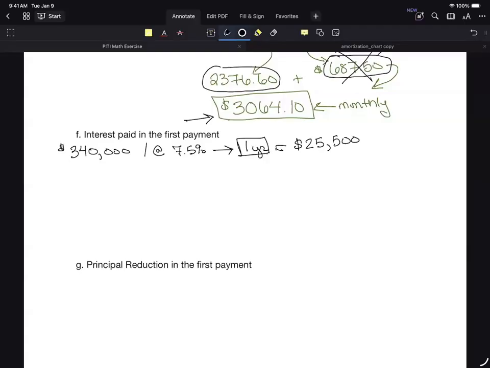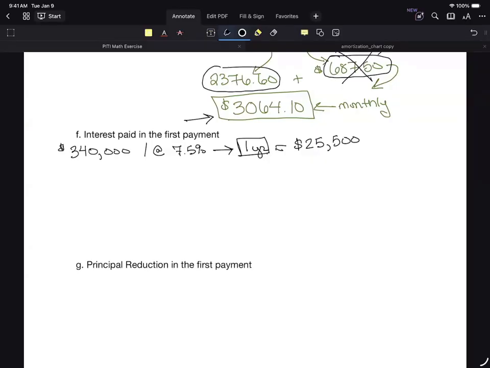But it hasn't been a year. When you go to make your first monthly payment, you haven't borrowed the money for a year. You've only borrowed the money for 1 month. So if it's 25,500 for the year, how could we find out what that would be for borrowing it for 1 month?